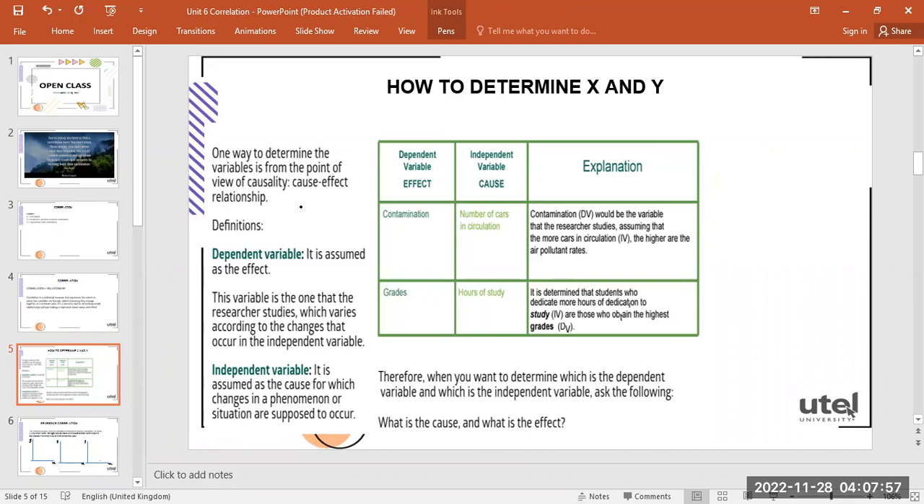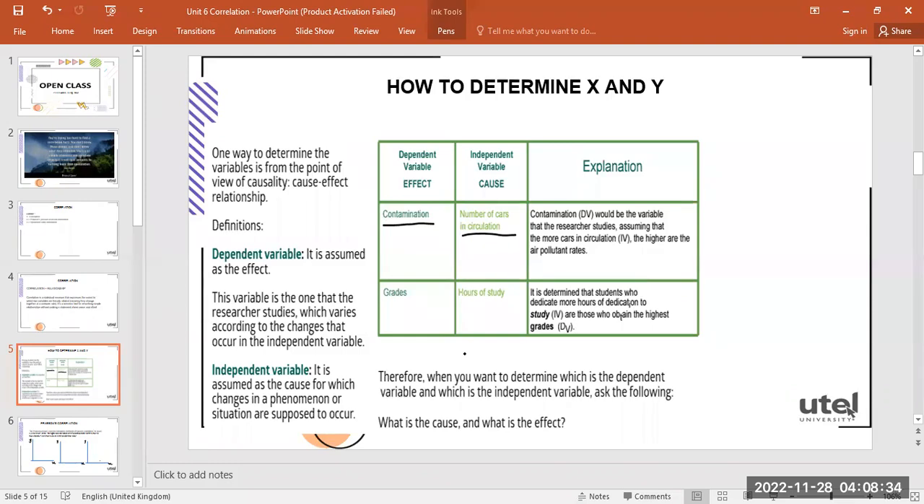So let's pick a typical example. Suppose you want to carry out a study concerning the contamination, or rather the air pollution, for a given city, considering the number of cars that you have in that city. So in other words, you can see here we have contamination or pollution, and here the number of cars. Now in this case, for you to be able to know which one is the dependent variable and which one is the independent variable, you simply ask the question, what is the cause and what is the effect?